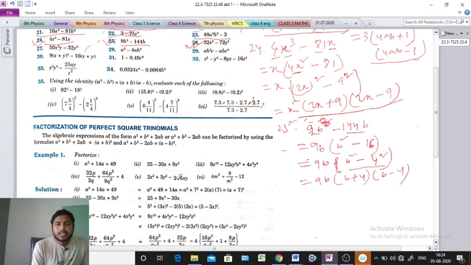Next, 26 is telling 32x cube minus 32x square minus 72y square. I think there is a little mistake in the question, I am not getting a clear picture. 32x square minus 72y square, I think.